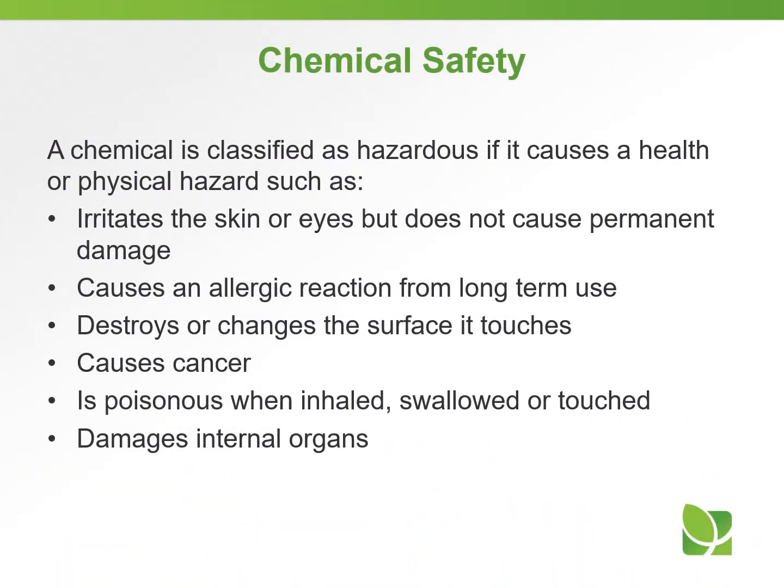Chemical safety. A chemical is classified as hazardous if it causes a health or physical hazard such as irritates the skin or eyes but does not cause permanent damage, causes an allergic reaction from long-term use, destroys or changes the surface it touches, causes cancer, is poisonous when inhaled, swallowed, or touched, or damages internal organs.